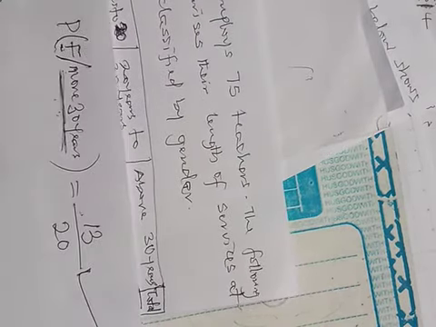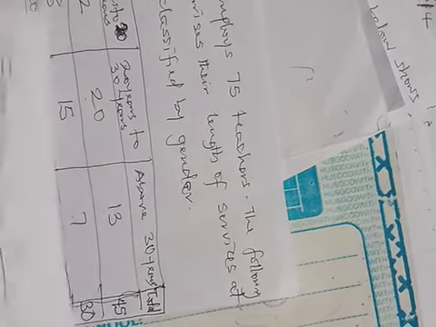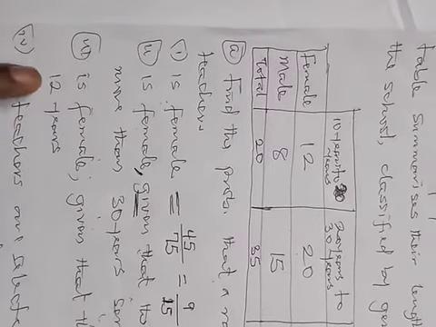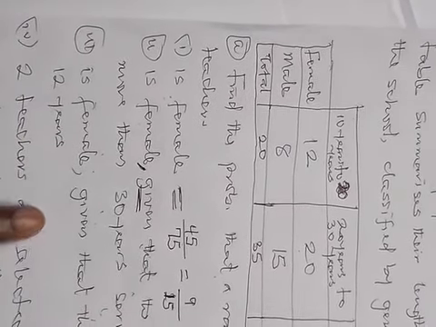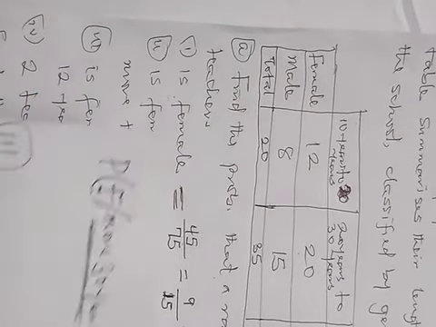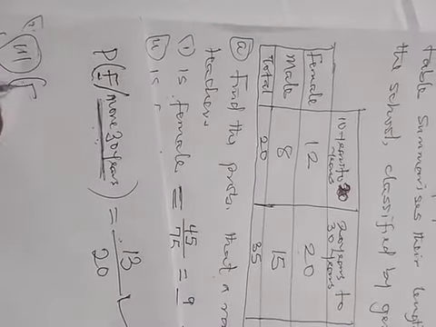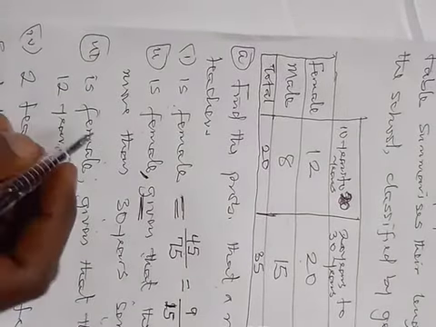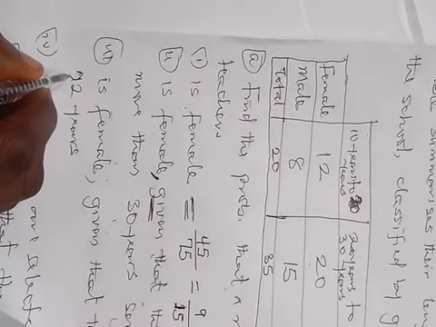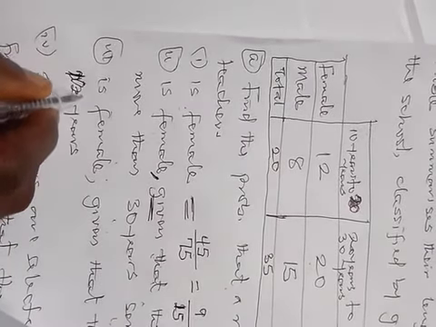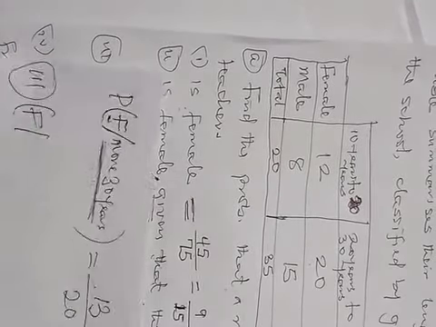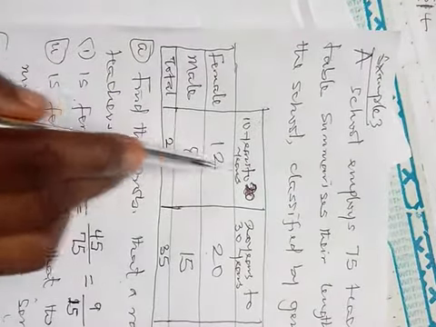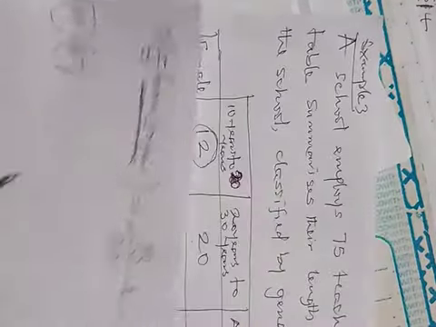That gives us this. For the third question, the person we are choosing is female, given that the teacher has between 10 to 20 years of service. So the intersection of female and 10 to 20 years is just 12.